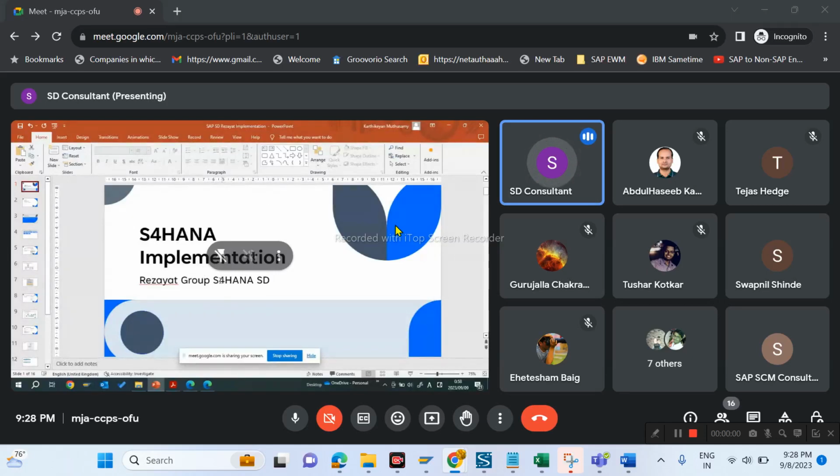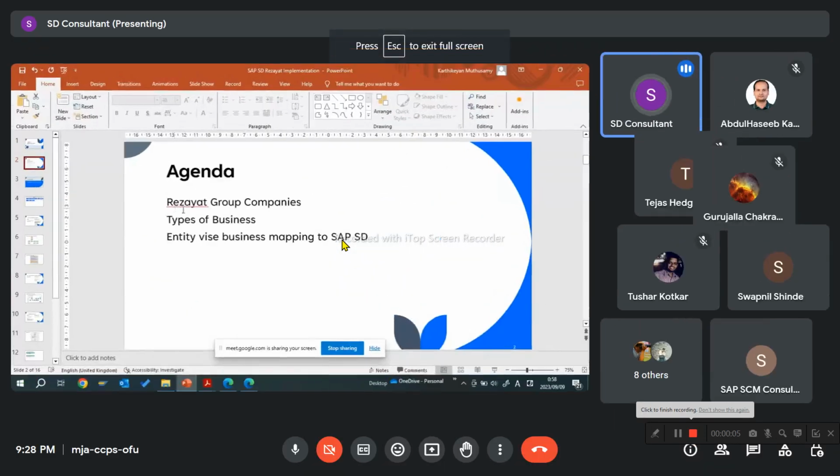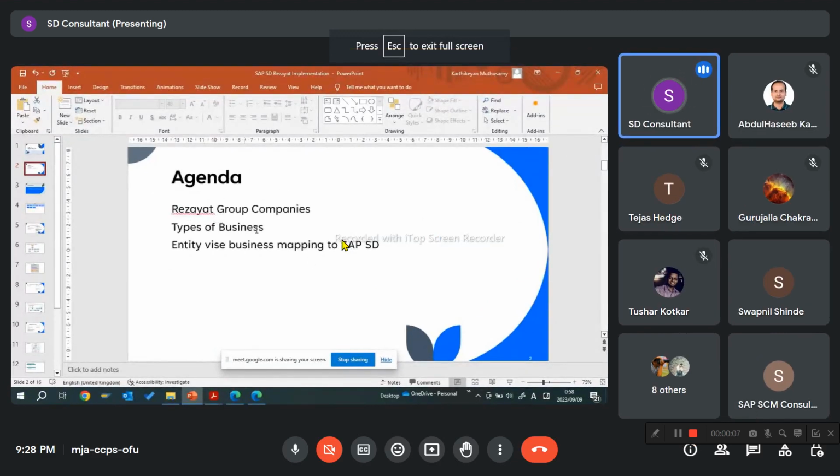This slide will be covering the S4HANA sales processes. In Resayat Group, today we are going to cover the Resayat group of companies' business processes, as well as the types of business it has, and how SD is going to be mapped entity-wise.